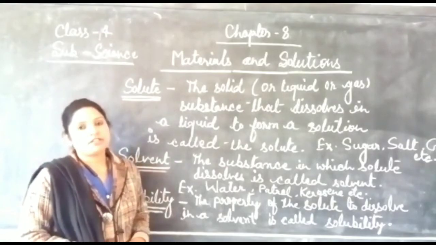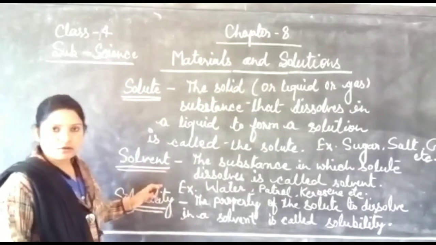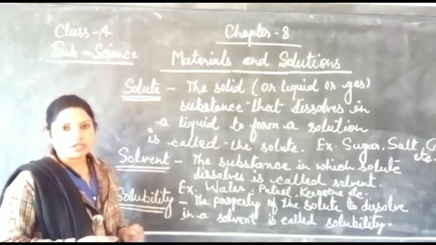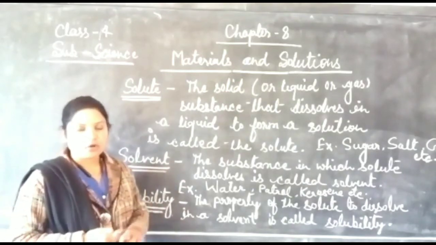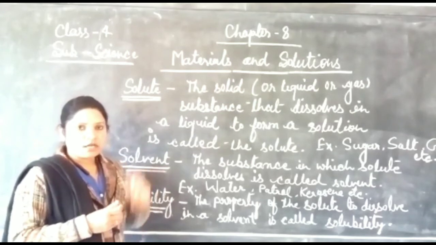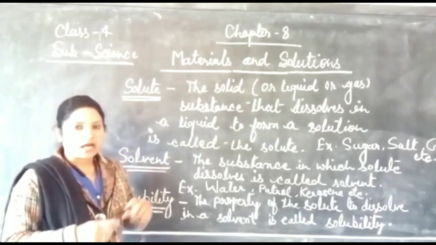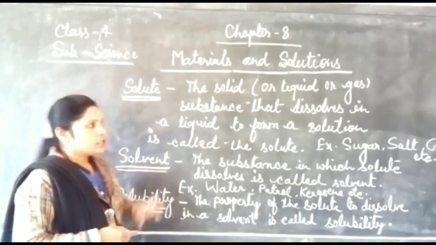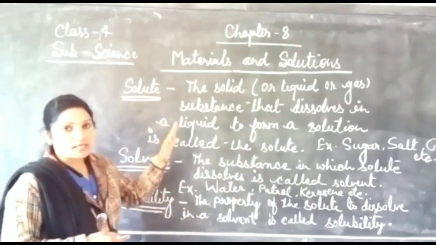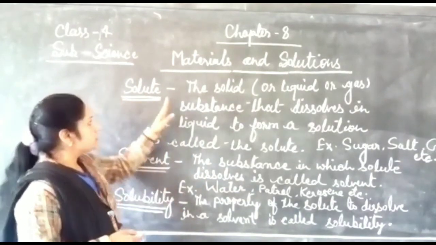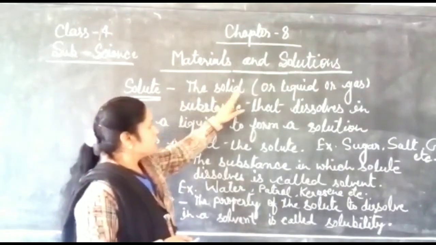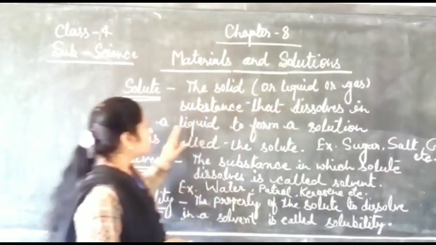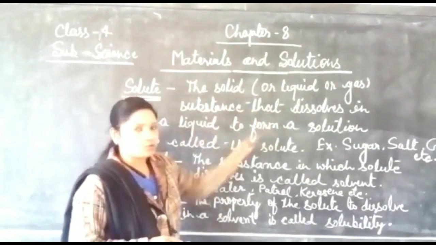Let us see the definition of solute, solvent and solubility. As we have discussed, in a solution, a minimum of two things are required. The first one is the substance which dissolves and the other is the substance in which the first substance dissolves. Here, solutes are the substances which dissolve. So let us see the definition. The solid, liquid or gas substance that dissolves in a liquid to form a solution.